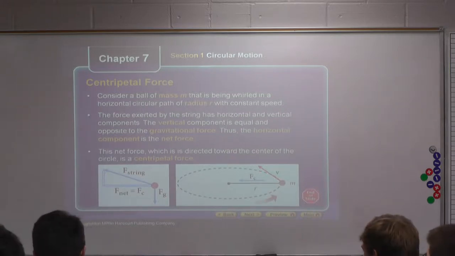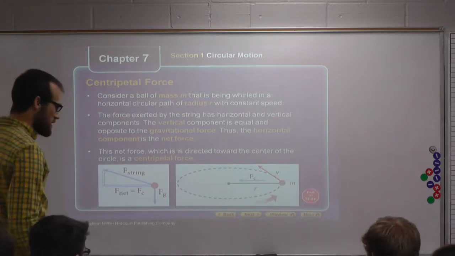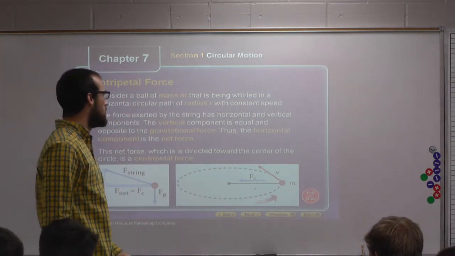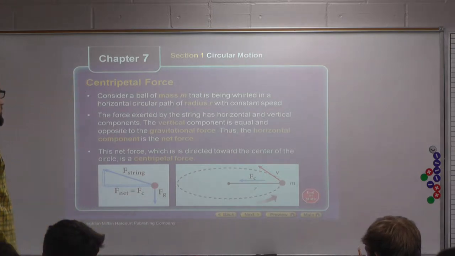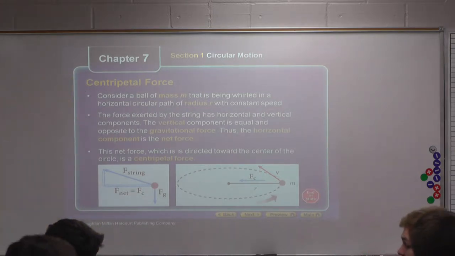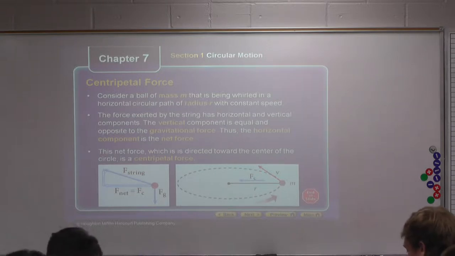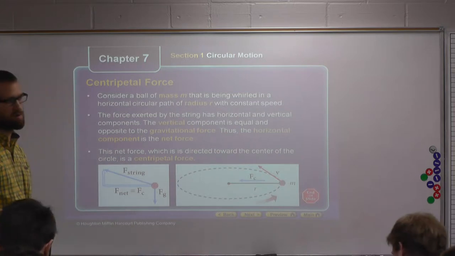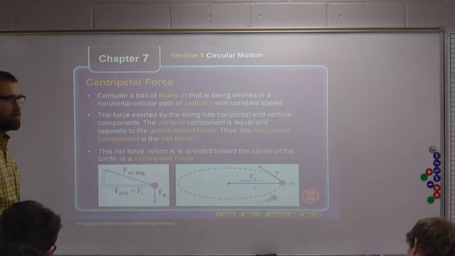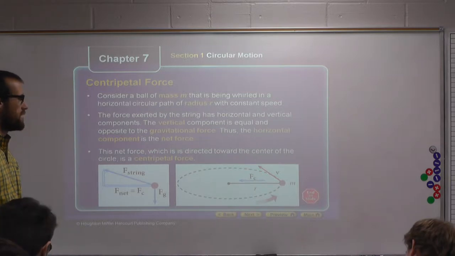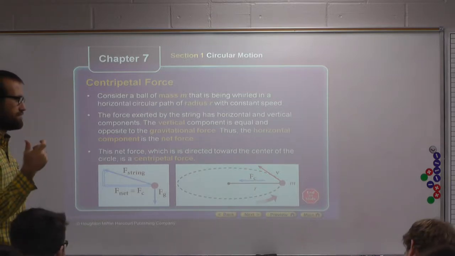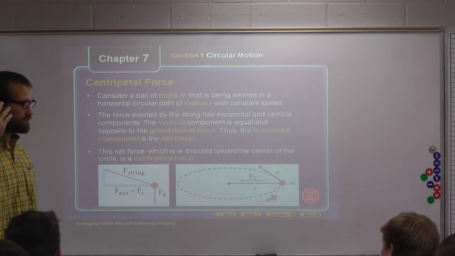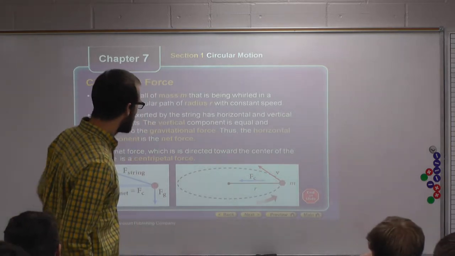I don't know why this is working really slow, but we're going to talk about centripetal force. This is a little bit easy, but I want to make sure that we spend a little bit of time here. It says, consider a ball of mass m that is being whirled in a horizontal circular path at a certain radius with constant speed. So we're in uniform circular motion. Imagine I had some string attached to a ball and I was swinging it. Can you imagine that? That's kind of what this looks like here.